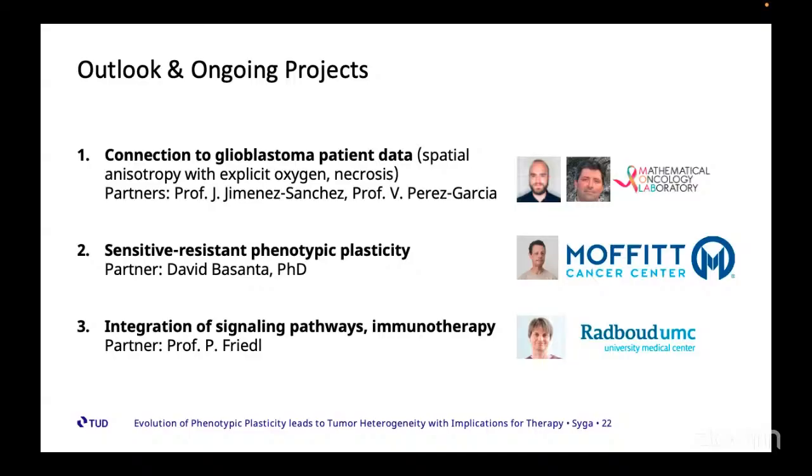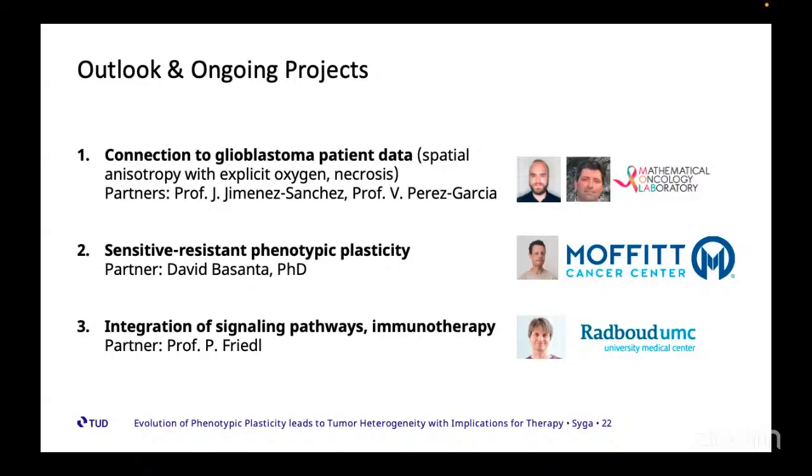But here the idea is really to add some explicit dependency on oxygen instead of this proxy with the tumor cell density, and have then also the necrotic core, and then be able to directly match it. Then I'm also interested in looking at different kinds of phenotypic plasticity in a similar vein to what Gunnar has just shown, looking at this plasticity between sensitive and resistant states, and maybe look at, okay, can we somehow also do something if you have evolution in there?